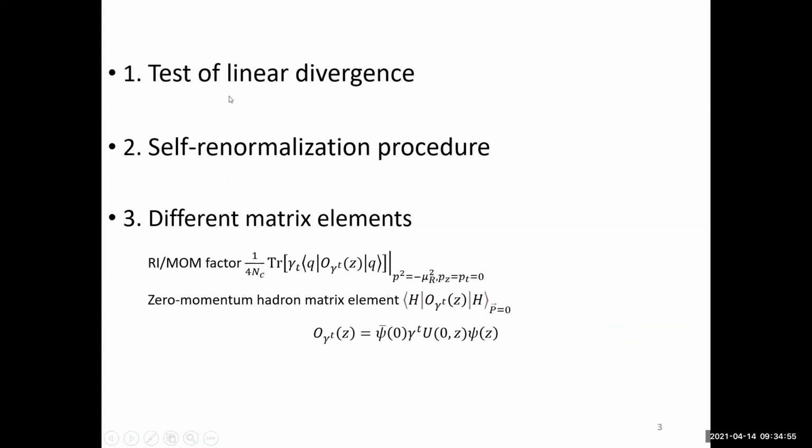Here is the outline of my talk. First, I will give a test of linear divergence. Then I will present the self-renormalization procedure. And then we will apply the self-renormalization method to the Arum factor and the zero momentum hadron matrix elements. This can be calculated on lattice.